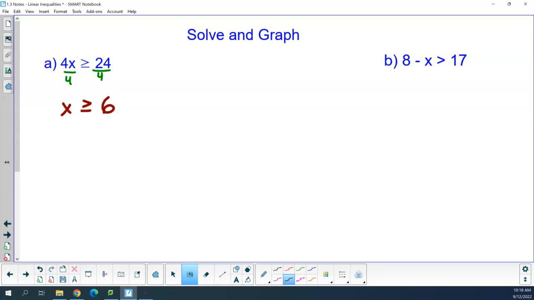The graph of that would be a number line. The only number that I care about is 6. Would I have an open or closed dot? Closed, because it has the equals part. So I have a closed dot at 6. And is my arrow going to be going to the left or to the right or straight up or straight down?